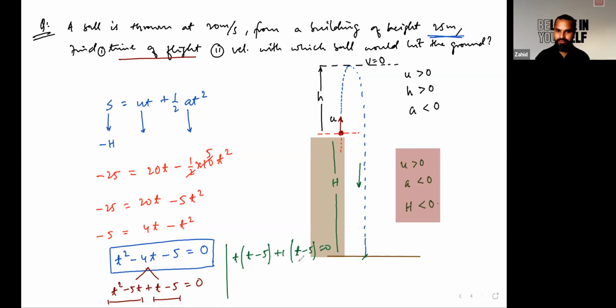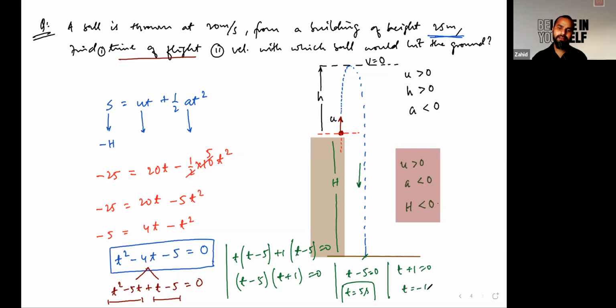t minus 5 is common from both terms, so it will be t minus 5 and t plus 1 equals 0. Put each term individually to be 0, as their product is 0. So t minus 5 equals 0, so t is equal to 5 seconds. For the next part, t plus 1 equals 0, so t would be minus 1 second. As time can never be negative, we drop this. So your answer would be just 5 seconds.